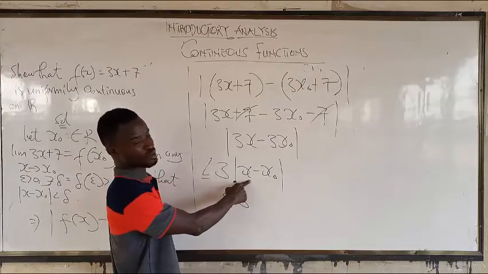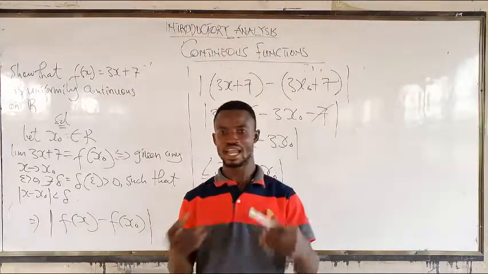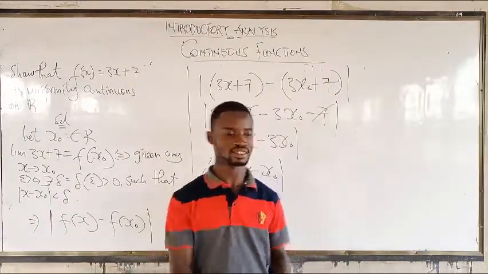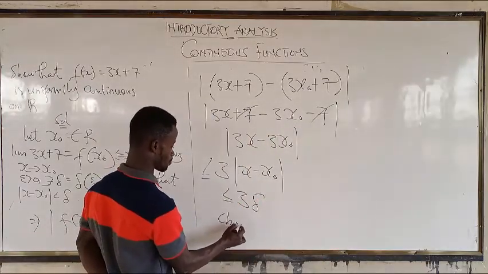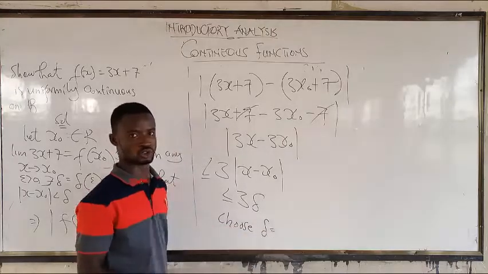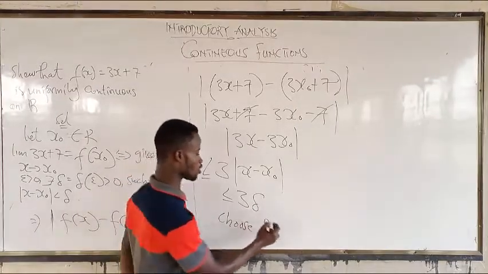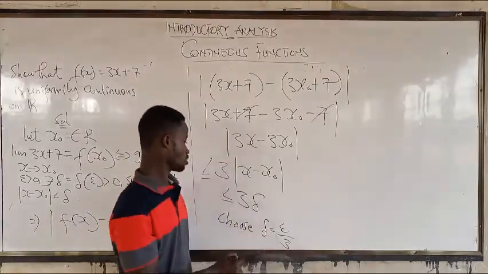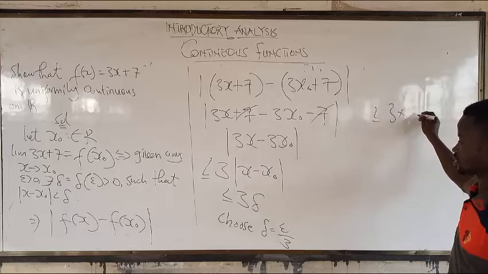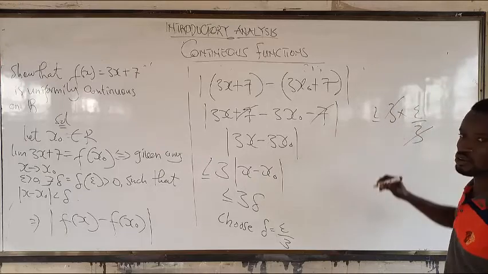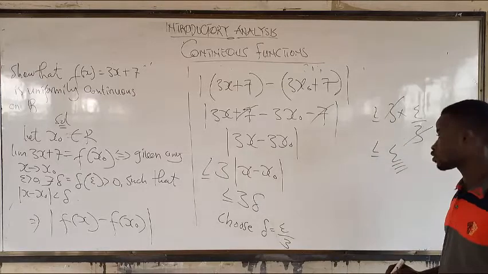So this is going to be 3, then replace the s minus s naught by delta. So here you see, unlike the previous one where it was 2 deltas, here it's only 1 delta. Why? I will tell you. So here we choose delta so that it will clear up this. So delta will be equal to epsilon over 3. So it's going to be less than or equal to 3 times epsilon over 3, so that the 3 will cancel out. Then we are going to get this to be less than or equal to epsilon.